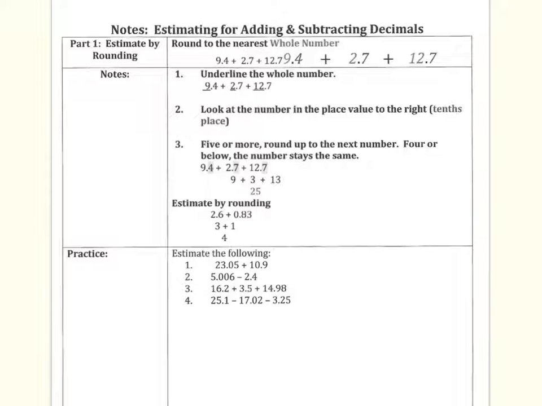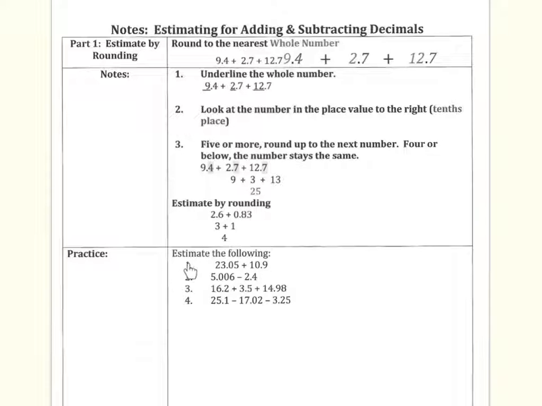So we're going to estimate by rounding. 2.6 rounds to 3, 0.83 rounds to 1, so your estimated answer will be 4. And this is going to tell us if our answer when we're adding and subtracting decimals is reasonable or not.